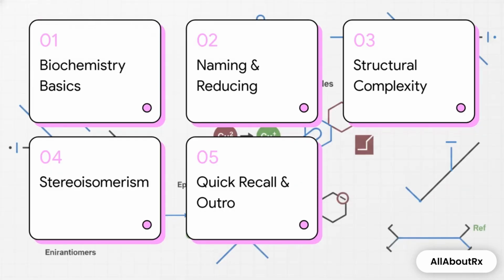So here's our game plan for today. We'll cover biochemistry and carbohydrate basics, move into nomenclature and reducing sugars, tackle structural complexity, dive deep into stereoisomerism and optical activity, and finally wrap up with a quick recall to lock it all in.